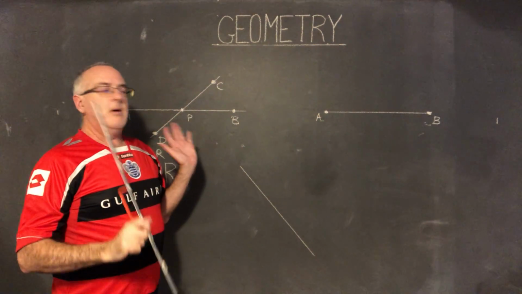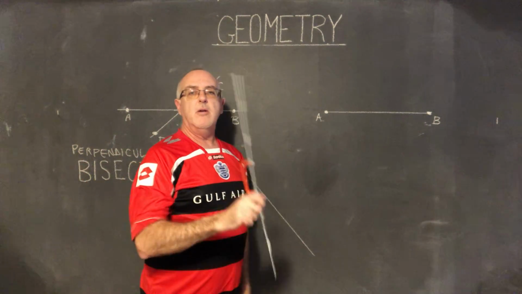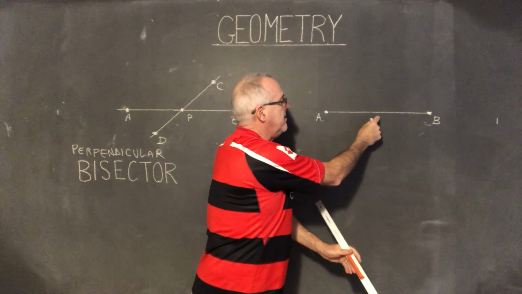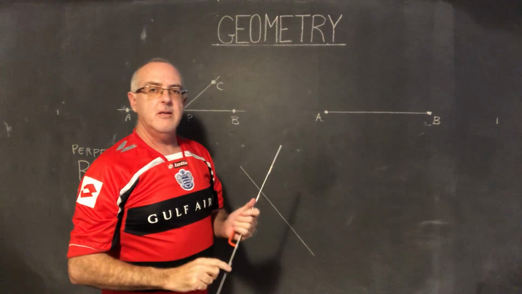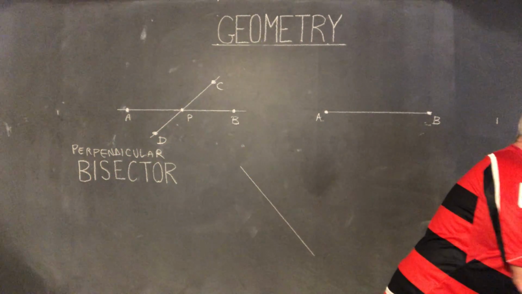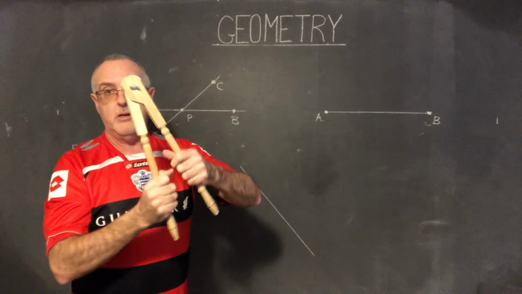Now, what if I wanted to draw the perpendicular bisector, but I don't want to have to use my ruler to find the exact midpoint between A and B? Well, this is where the compass comes in pretty handy. This, of course, is a compass. And it's a big chalkboard compass.